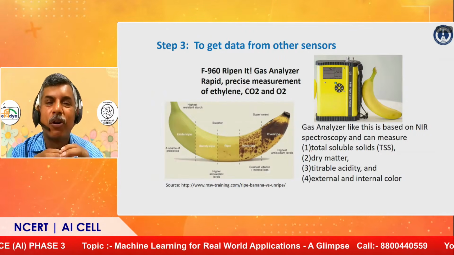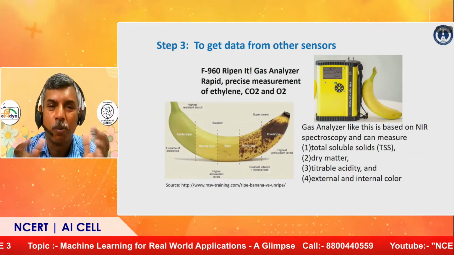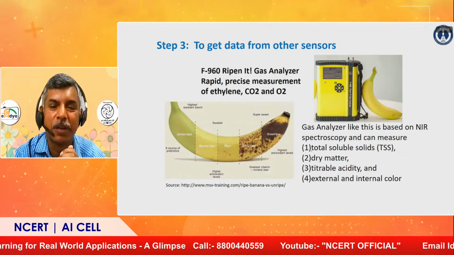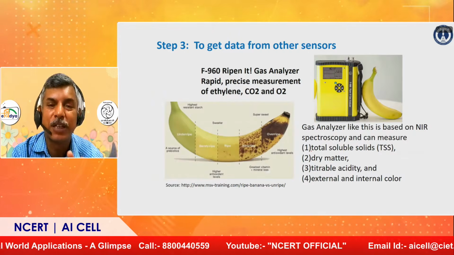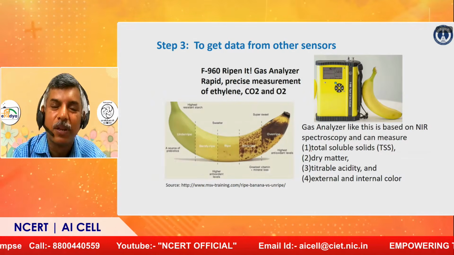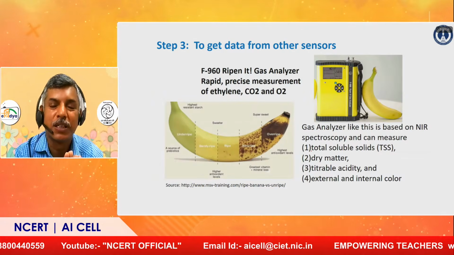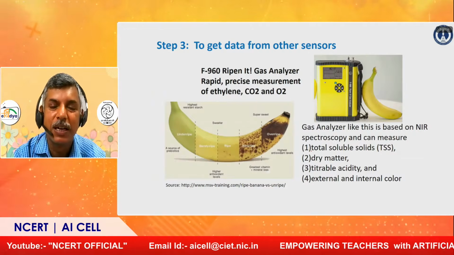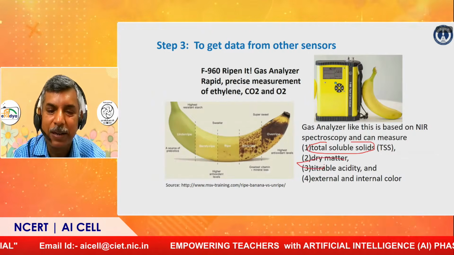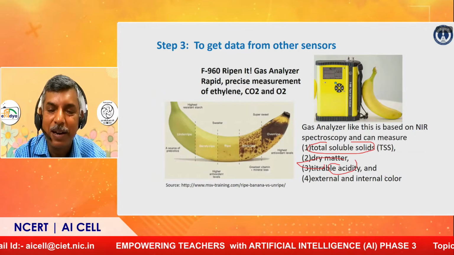Suppose you want to make an agricultural robot which tries to capture bananas, apples, or something similar from the real field. We need different types of sensors which try to understand whether the apple is ripened or not: how much rigid portion is there, how much non-rigid portion is there, total soluble solids, dry matter, acidity content, and something like that.